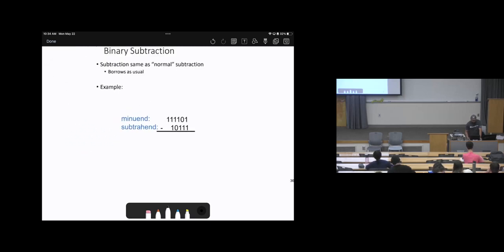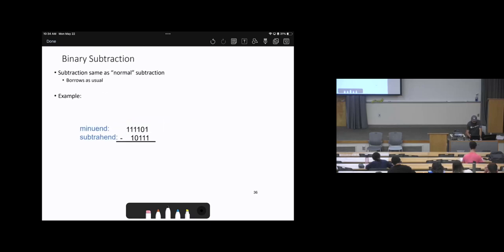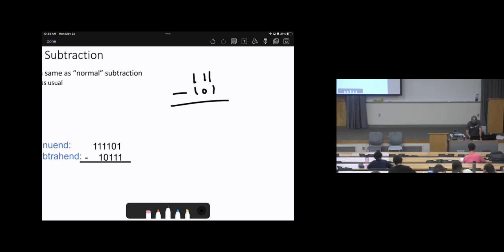Let me choose a small example, then we can go to the other one. So I need to subtract 111 from 101. How can we subtract this? 1 minus 1, 0. 1 minus 0, 1. 1 minus 1, 0. Or in summary, we can say it's 10. Here, I don't need to borrow because it's straightforward, right?